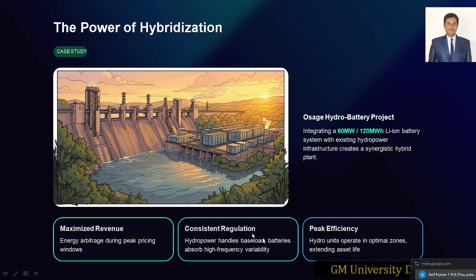Hydropower plant should handle the base load. So for the base load there is no problem with the hydropower plant, right? Along with the batteries, right? Batteries will also try to absorb the high frequency variabilities. So all this consistency will come. So we have to monitor all these factors.